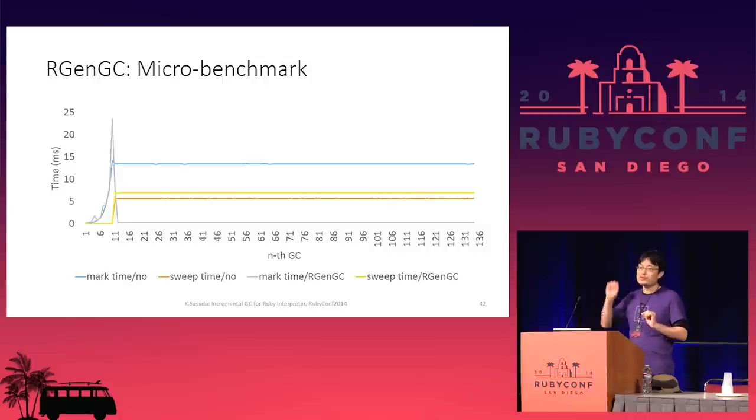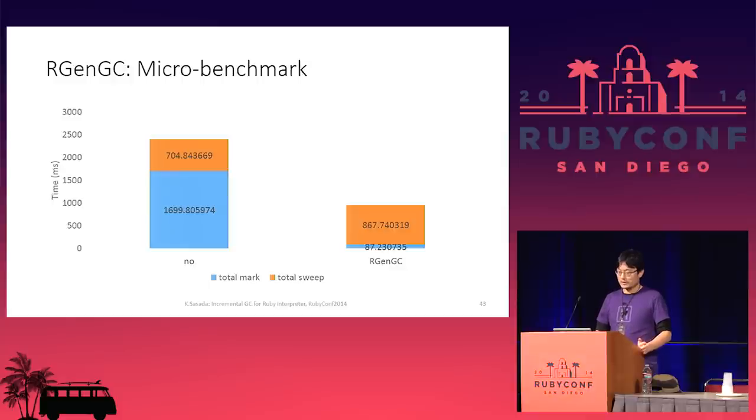This is the pause time, the time consumed by each GC. The blue line is the normal mark and sweep GC marking time, and the gray line is the marking time with minor GC. As you can see, the marking time is dramatically reduced. Sweeping time is not changed. So the total amount of marking time is reduced. It's a huge change, but there is no change in sweeping time. This is a micro benchmarking result.